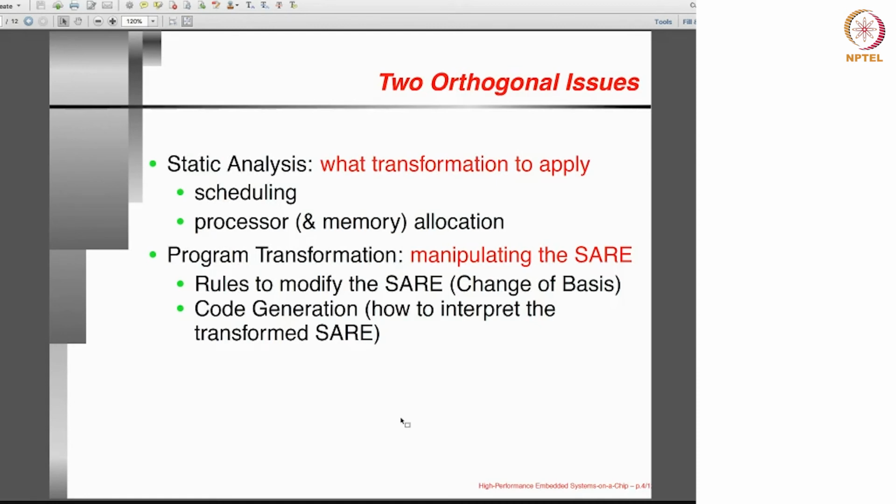Now comes the crucial condition of scheduling. The condition is the following: the timestamp of every consumer must be strictly greater than the timestamp of its producers. And this constraint must hold at all points in the domain.